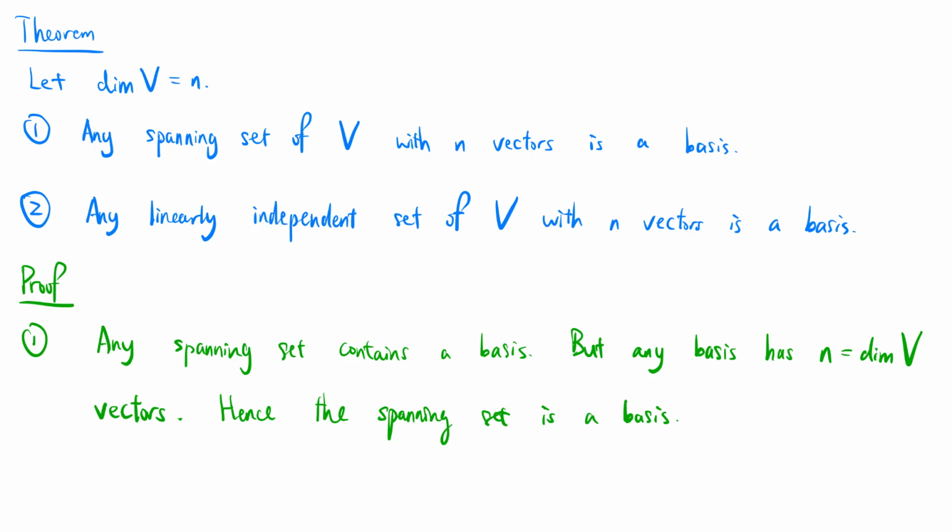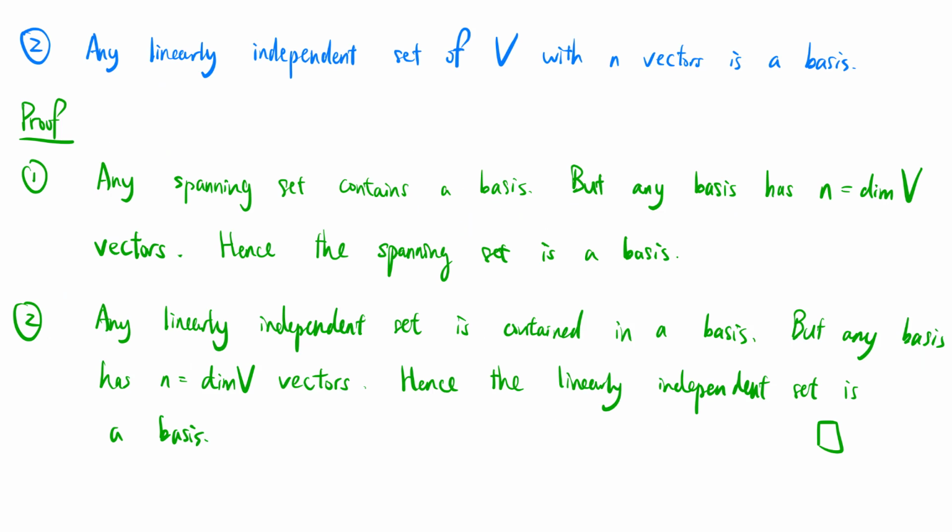For the proof, we know from the first theorem that any spanning set contains a basis, but any basis has n vectors, so the spanning set is already a basis. For the second point, we know from the second theorem any linearly independent set is contained in a basis, but any basis has n vectors, so the linearly independent set is already a basis. And this completes the proof.